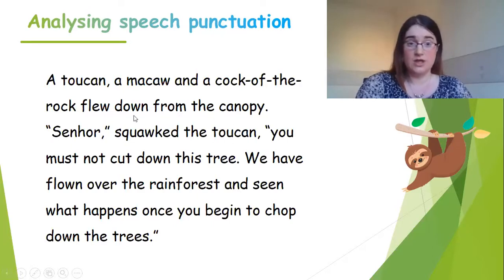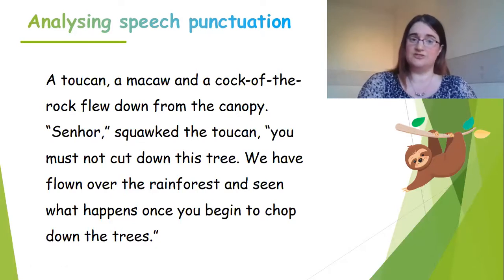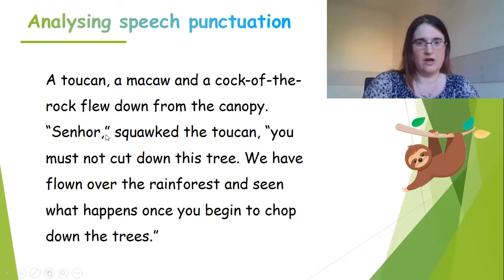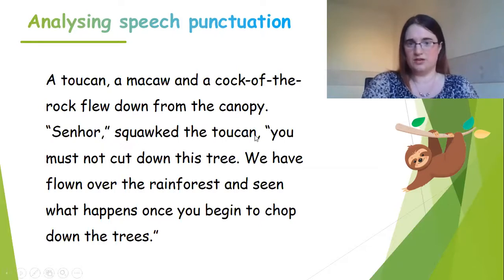And you can see this time the reported clause is in the middle. So the toucan actually says, Signor, you must not cut down this tree. He carries on that sentence. So just before this speech mark, we have got a comma. So we've got pause, speech mark. Then we've written our reported clause, and then we put a comma because it's carrying on. This is the same sentence. And then we're opening the speech marks again, and we haven't got a capital here because this reported clause is in the middle. You must not cut down this tree, full stop. And then we've got all the normal punctuation that we would have until the speech is finished, and then we finish with our full stop and close our speech marks.